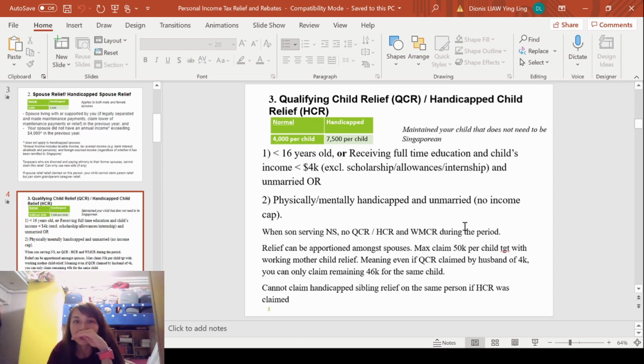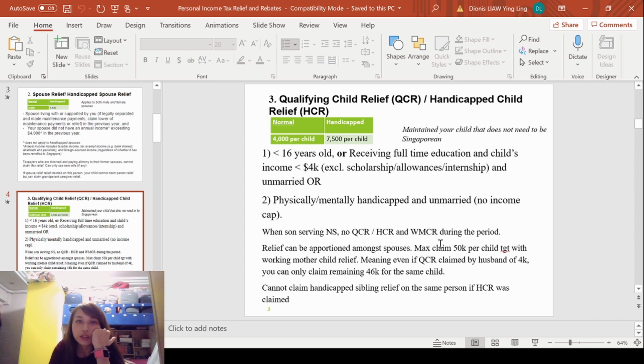If your child is actually handicapped but unmarried, then it doesn't matter what the age is, you can continue claiming this handicapped child relief. When your son goes to serve NS, there will be no qualifying child relief or working mother child relief during this period. After your child comes back from NS and starts uni, you can continue claiming this QCR or HCR.